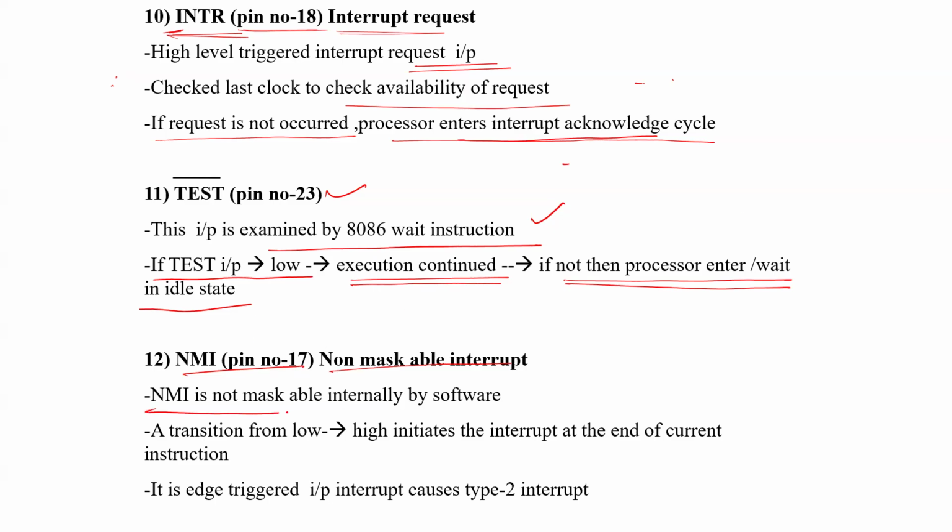NMI is not maskable by software. So this pin will give you the non-maskable interrupt. That means it is not handled by the microprocessor. It must be handled by the user. A transition from low to high initiates the interrupt at the end of the current instruction. It is an edge triggered input, and the interrupt causes a type 2 interrupt. So non-maskable interrupt means simply the microprocessor is not able to handle this type of interrupt itself.